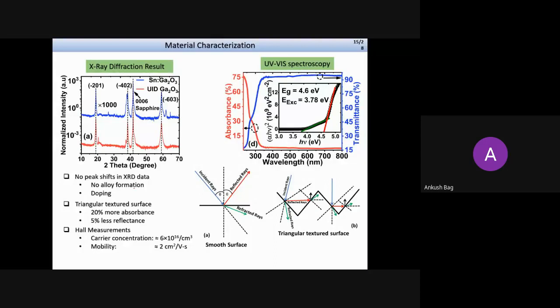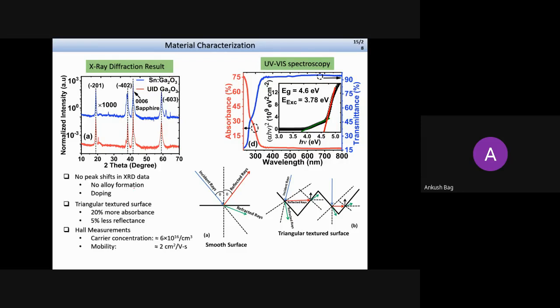So earlier, with the undoped gallium oxide we had developed, it was very difficult to get any connection, like you need to connect your probe on the semiconducting material. But here you can see we could connect the probe on the semiconducting layer after doping it with tin, and we obtained a carrier concentration around 10 to the power 16 per centimeter cube, and the mobility we found around 2 centimeter square per volt second, and these are all room temperature data.